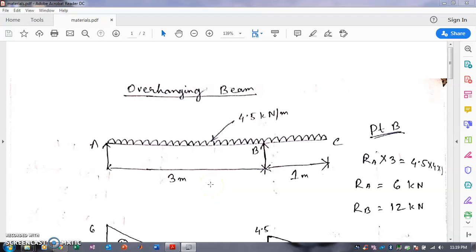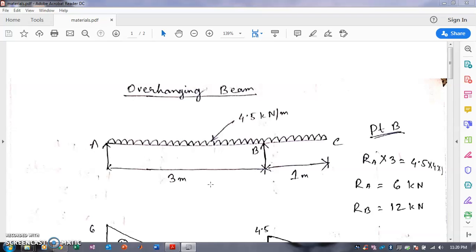There is a very brief portion remaining in the chapter shear force and bending moment diagram. So today we are discussing this very small portion, that is overhanging beam. So what is the overhanging beam?